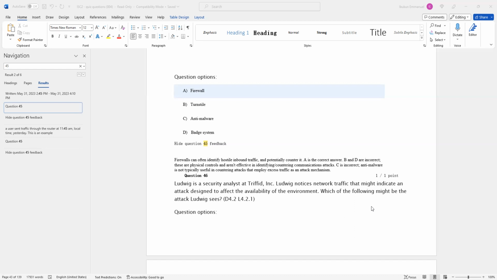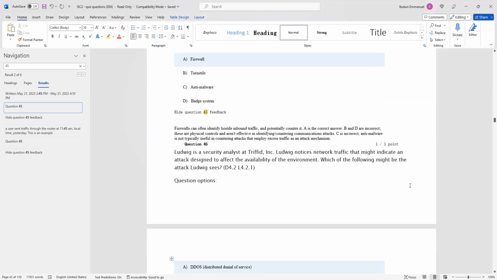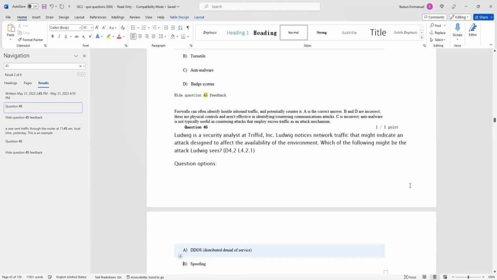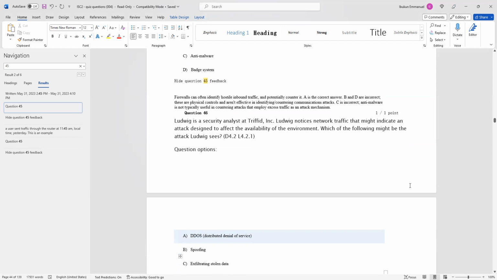And this we've already answered actually. So Ludwig is a security analyst at Trifid Inc. and notices network traffic that might indicate an attack designed to affect the availability of the environment. Which of the following might be the attack that Ludwig sees? And we've already discussed that, so no need to discuss that again. It is a distributed denial of service attack. What is a DDoS attack compared to a DoS attack, a denial of service attack?